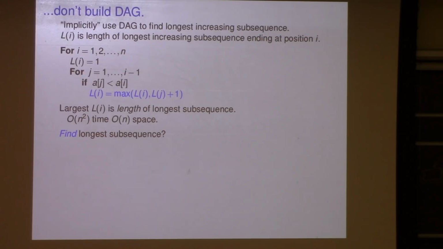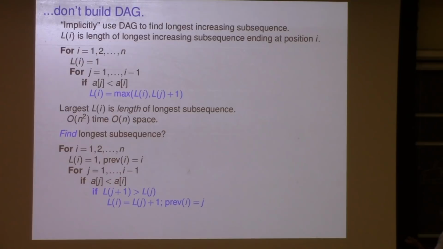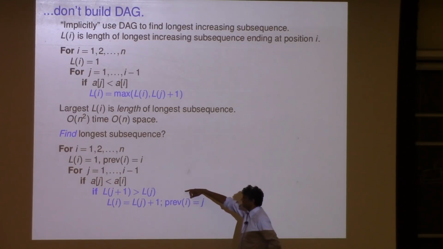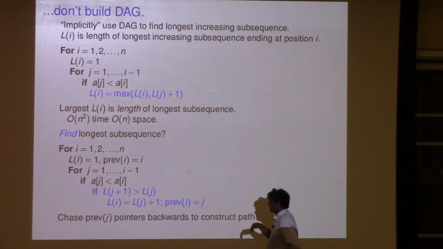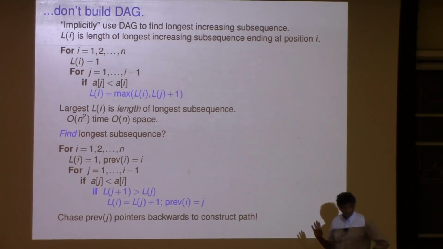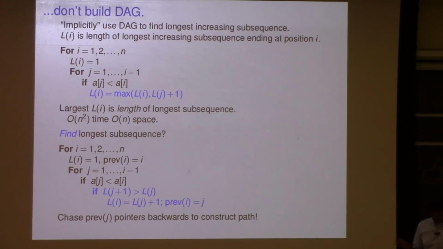So this doesn't find the longest subsequence. What does it find? Yeah, the length. You can do something to recover it. If this thing fires off, you just say, well, I use A sub I, and the one before it, I use A sub j, then I follow its pointer. So I chase previous pointers to find the solution. Does that make sense?